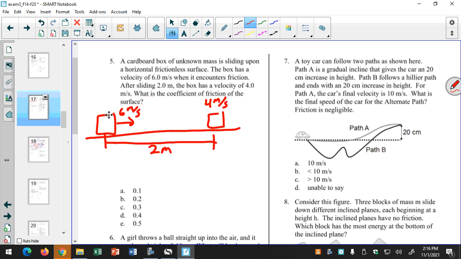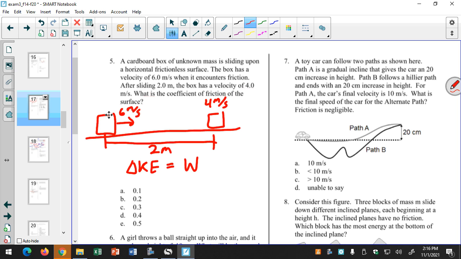And I know the mass, right? No, I don't. I don't know the mass. So what's happening here is I have a change in kinetic energy, because it's going from big kinetic energy to smaller kinetic energy, from 6 to 4 meters per second. And then that is equal to the amount of work that's being done. This is the work energy theorem. You said that. The change in kinetic energy is the amount of work that's being done.